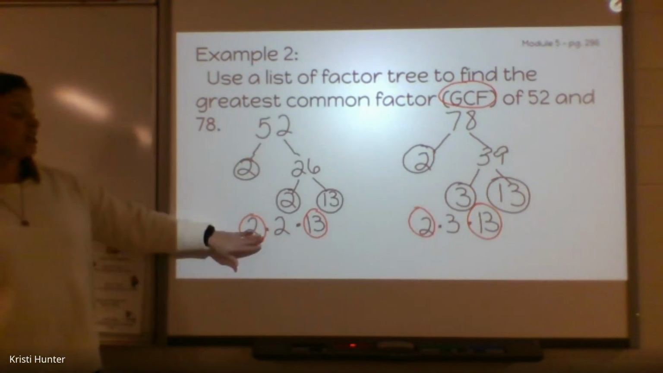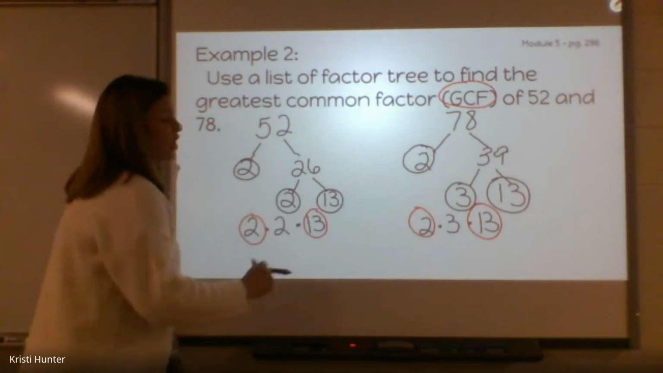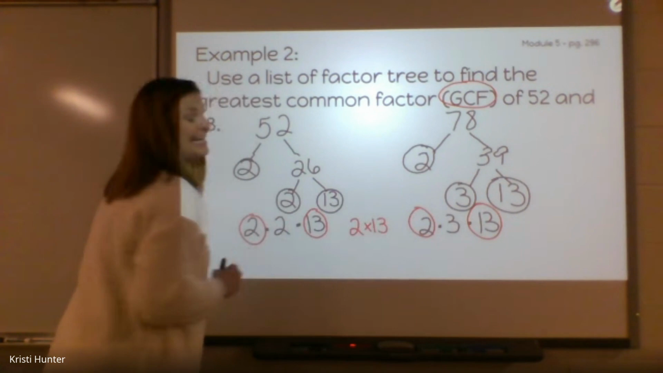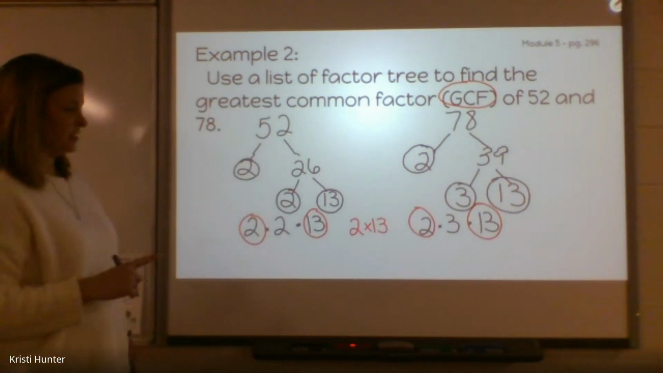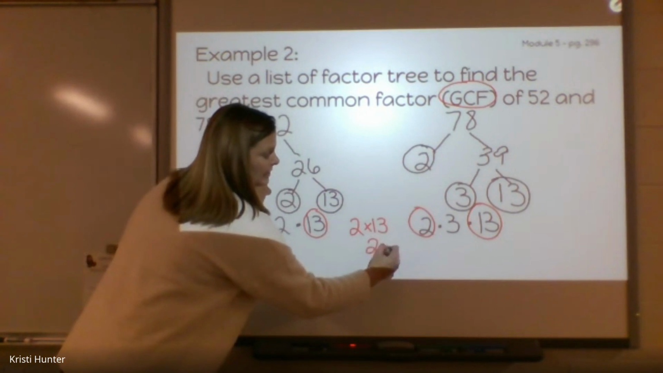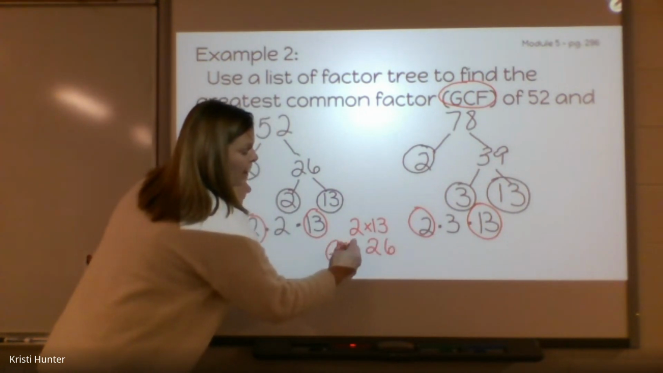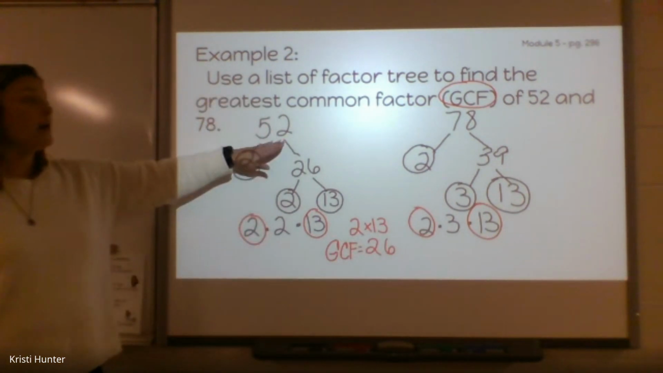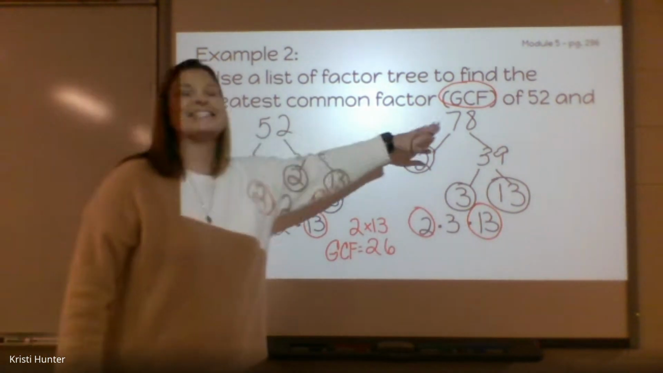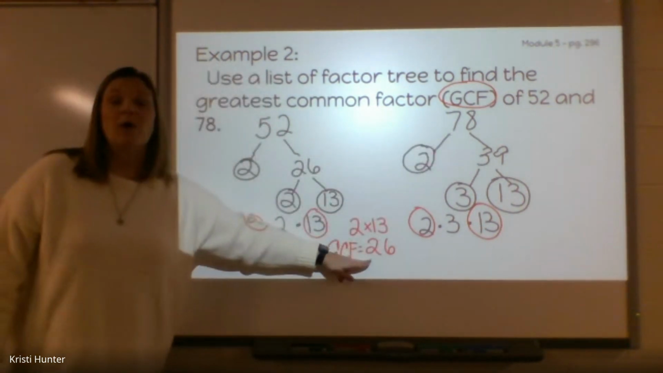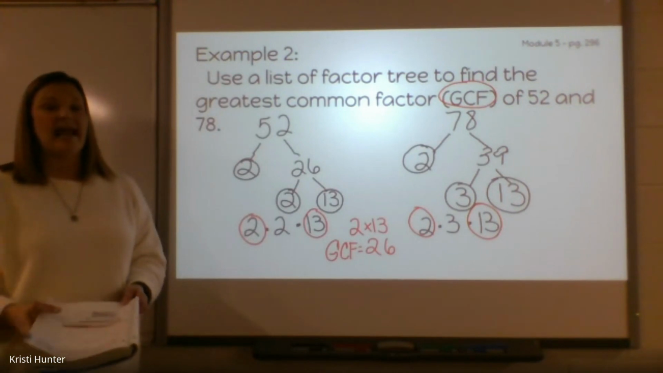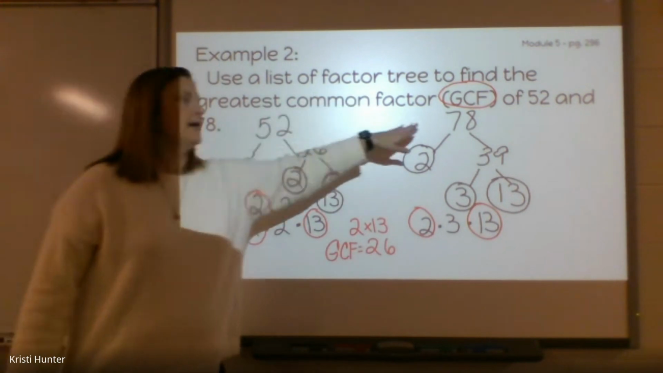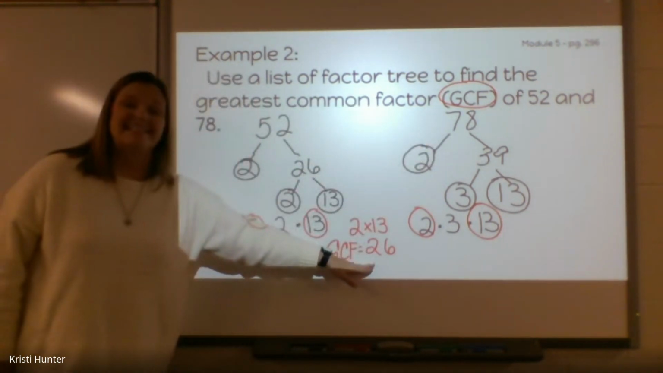So because they both share a 2 and 13, I need to figure out what 2 times 13 is to find my greatest common factor. And 2 times 13 will give me a 26. So the greatest common factor of these two numbers is 26. Both 52 and 78, 26 will go into both of those if I would divide them out. So my greatest common factor of 52 and 78 is 26.